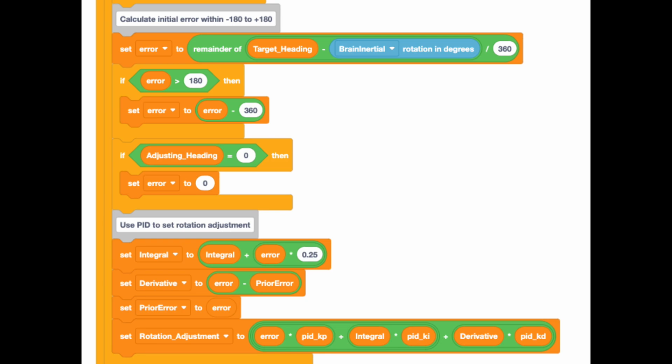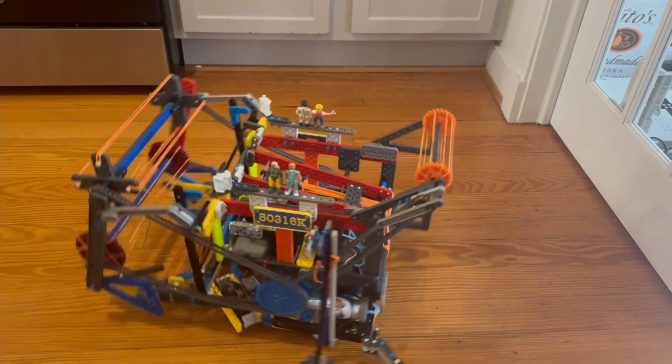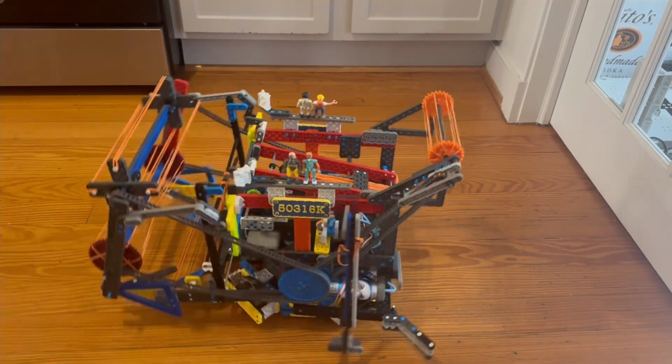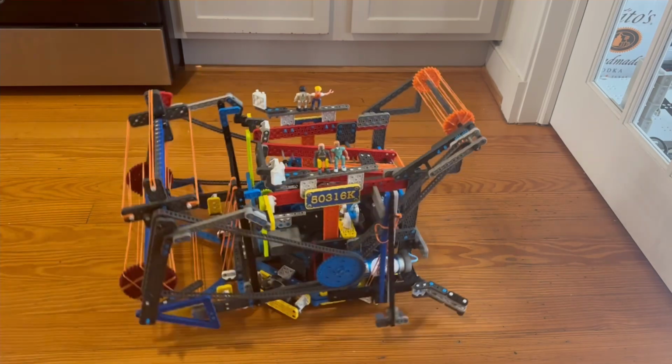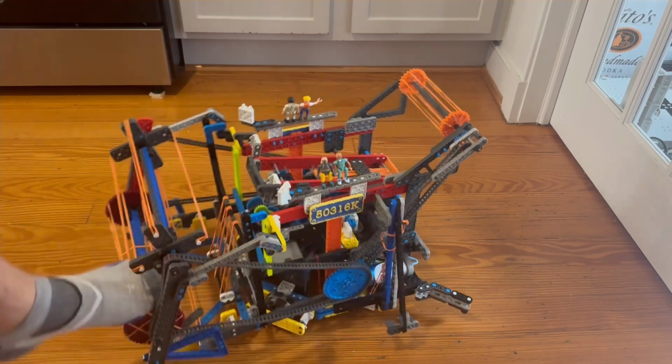Then PID works by using 3 values to control robot rotation. The proportional term rotates the robot in proportion to how far away from the target heading you are. The integral term builds up small errors over time so that you're not stuck off 1 or 2 degrees, and the derivative term reduces speed more as you get closer to the target heading. See the link below for a more in-depth video on understanding PID.